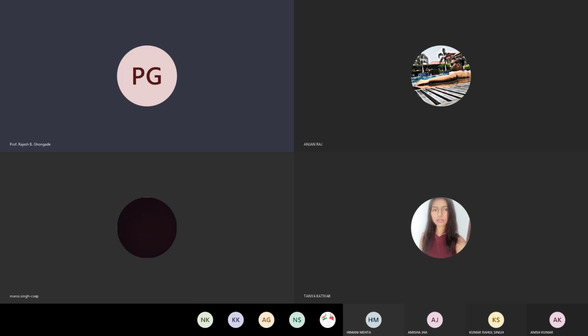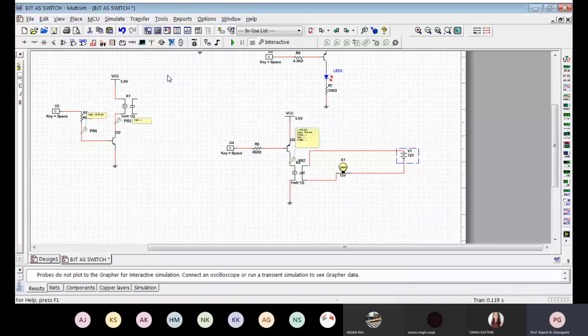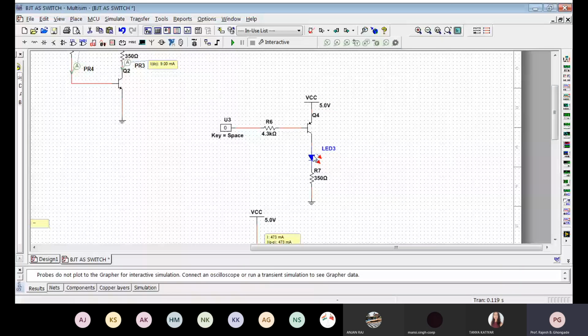Okay, do you see the Multisim screen? All of you? Do you see the Multisim screen? Yes, sir.